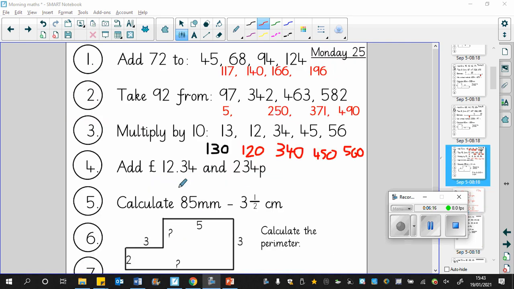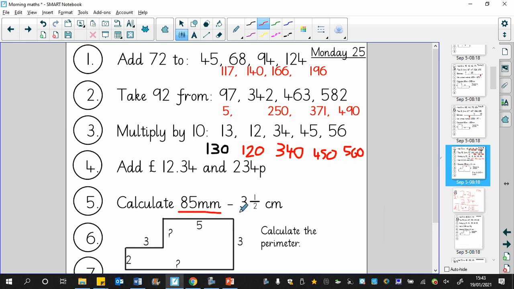Okay, moving on to question number 5 now. Right, 85 millimetres, take away 3.5 centimetres. Well, we could put the 85 millimetres into centimetres, but I think it's better if we change the centimetres into millimetres. So 3.5 centimetres, well, 3 centimetres is going to be 30 millimetres, so we need a 3 in the tens column. And half a centimetre, well, 1 centimetre is 10, so half a centimetre has got to be 5 millimetres. So now the question becomes 85 take away 35.